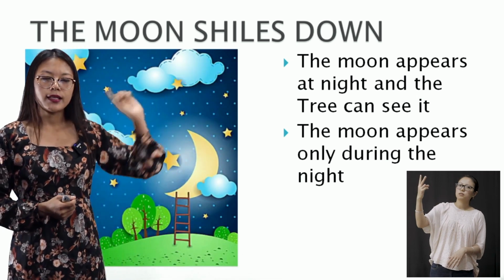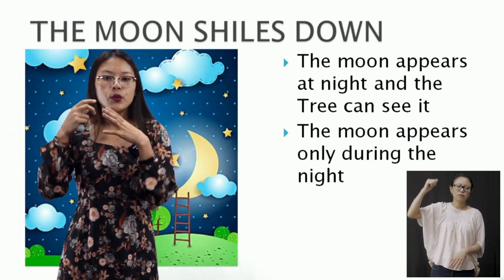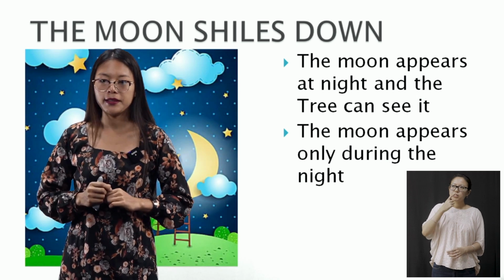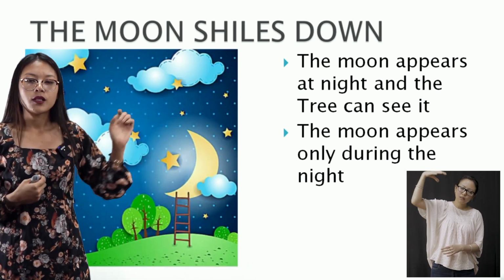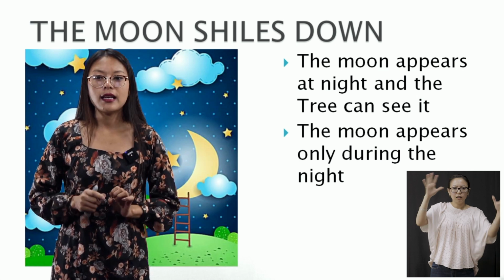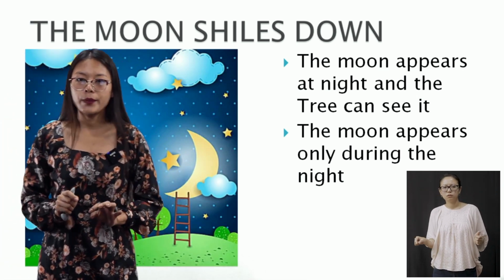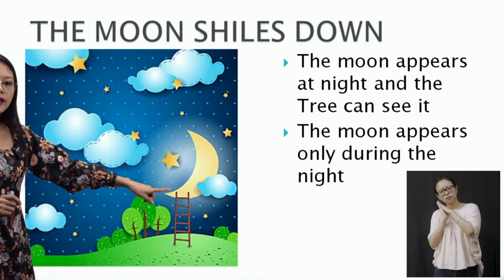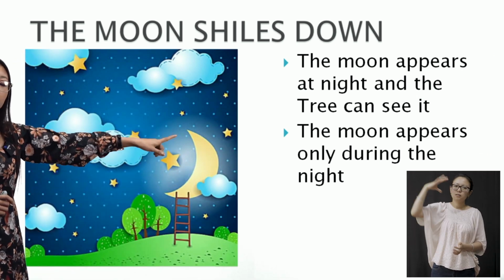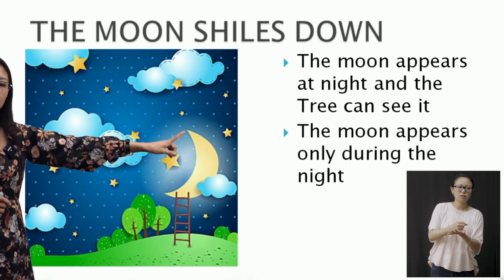So the trees can see that the moon is shining down on earth, and the moon is shining down while the earth is sleeping. While every living being on the earth is sleeping, the moon, it can see them. The trees can see the moon shining down.